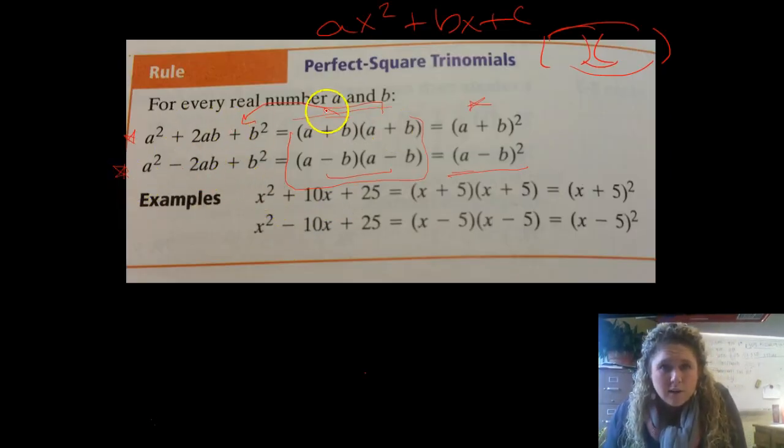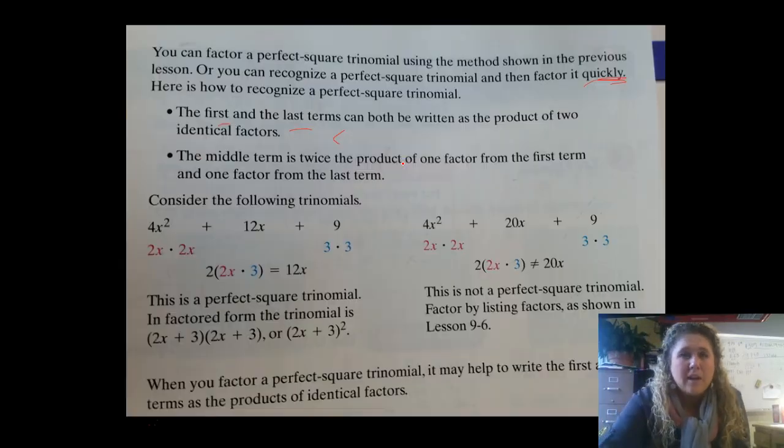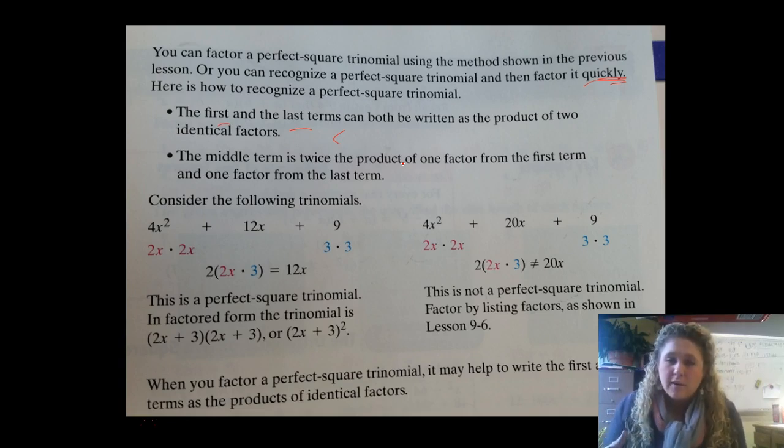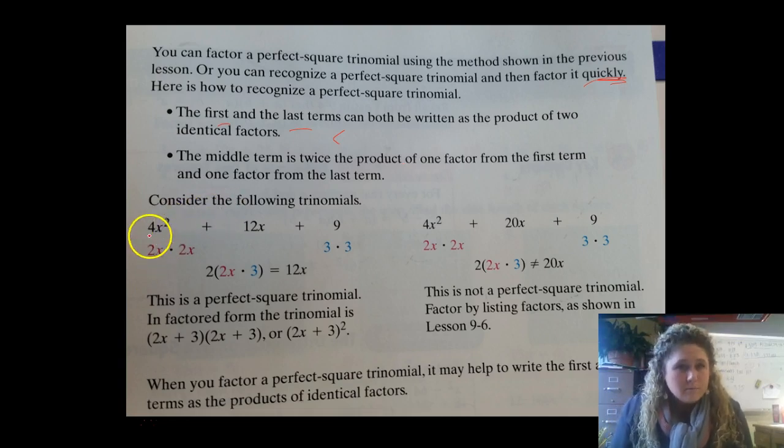The product of two identical factors. So notice this parenthesis is the same as this parenthesis. This parenthesis is the same as this parenthesis. That's the product of two identical factors. Now the middle term is twice the product of one factor from the first term and one factor from the last term. It gets to be a lot there. That's very wordy. Don't be afraid to stop and reread that. Now, what is that truly saying?